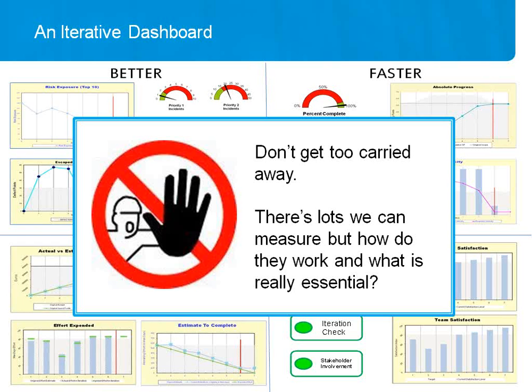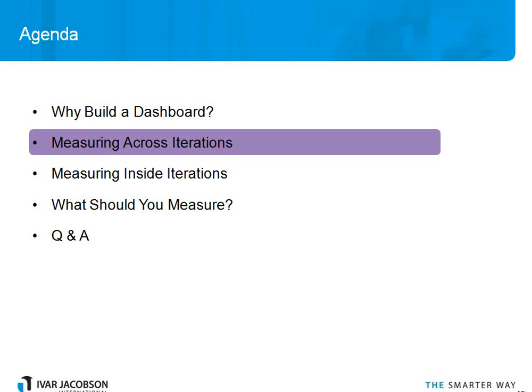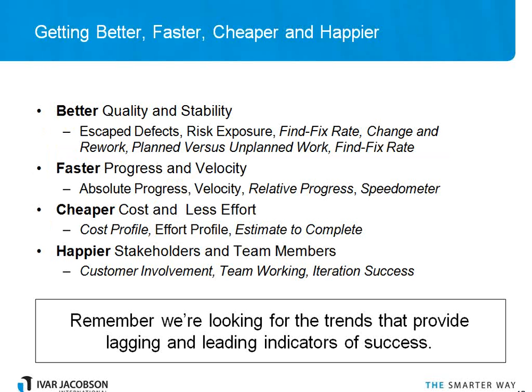So what I'd like to do is take a look at some of the measures we found most useful and talk about how they work across iterations, and also talk about Burndown charts. So let's take a look then at measuring across iterations. So how do we interpret this idea?